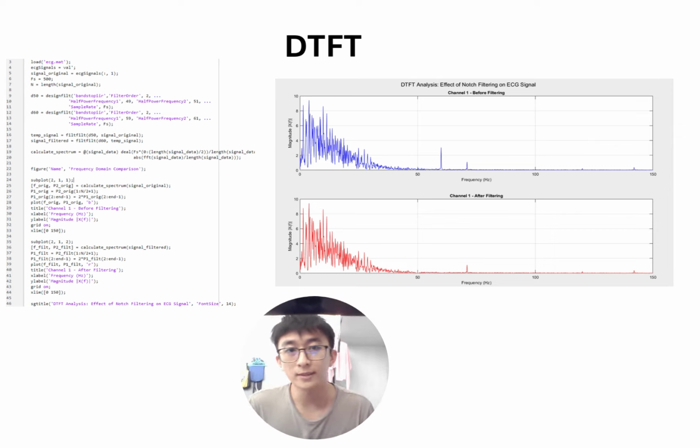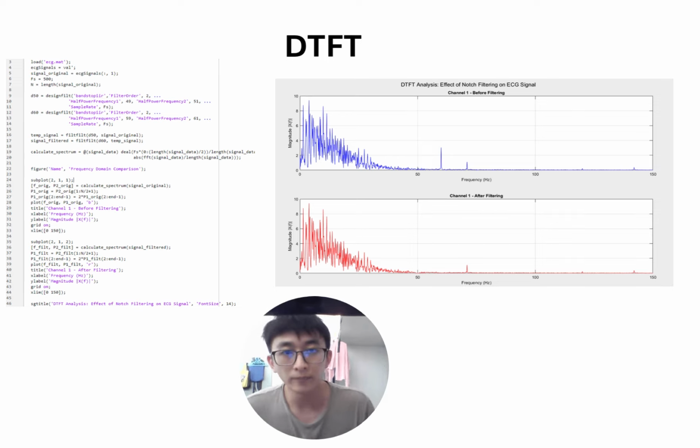Next, we'll discuss the DTFT, which is the discrete time Fourier transform. We use this to see the different frequencies inside our signal and to verify if our filtering works. This top plot shows the signal before filtering and after filtering. The DTFT clearly reveals the low frequency ECG signal, but more importantly, it shows sharp spikes at 50 and 60 Hz. This is the power line noise we need to remove.